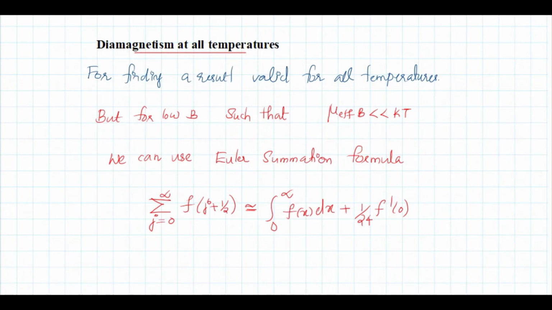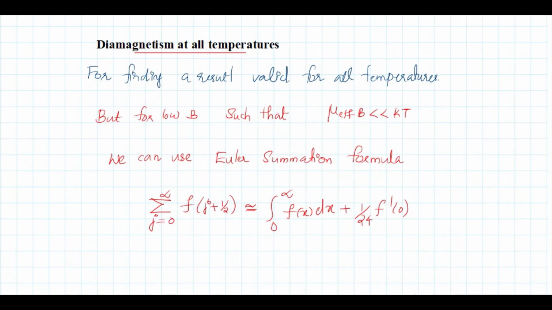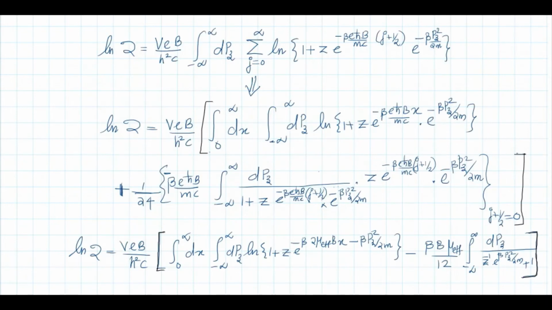Plus, there is one more term, 1 by 24 times f prime of 0. So you have to calculate the derivative of this quantity with respect to j plus half, then put j plus half equal to 0. What is the derivative of this quantity? It is 1 divided by the quantity inside the logarithm, that is 1 divided by 1 plus z e raised to minus beta eħB by mc (j plus half) into e raised to minus beta p_z squared by 2m. But the derivative is with respect to j plus half.